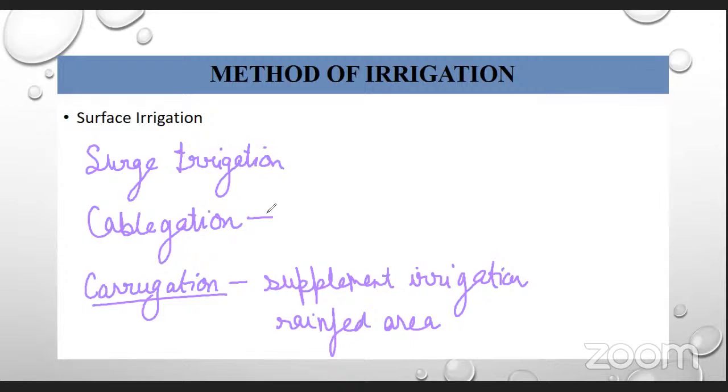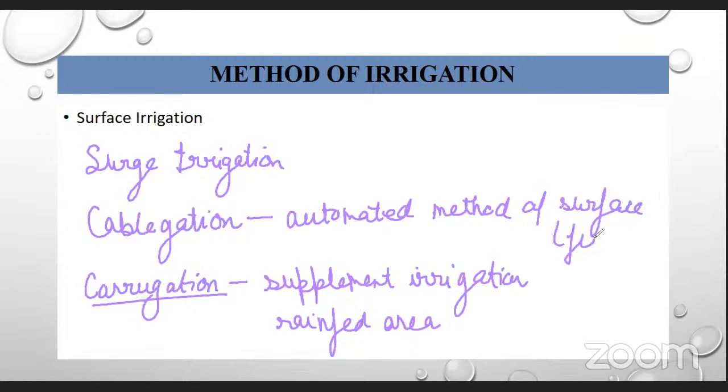Then we have cablegation. For this you have to just learn one phrase. This is the automated method of surface irrigation. Also, you can say it is a form of furrow irrigation.